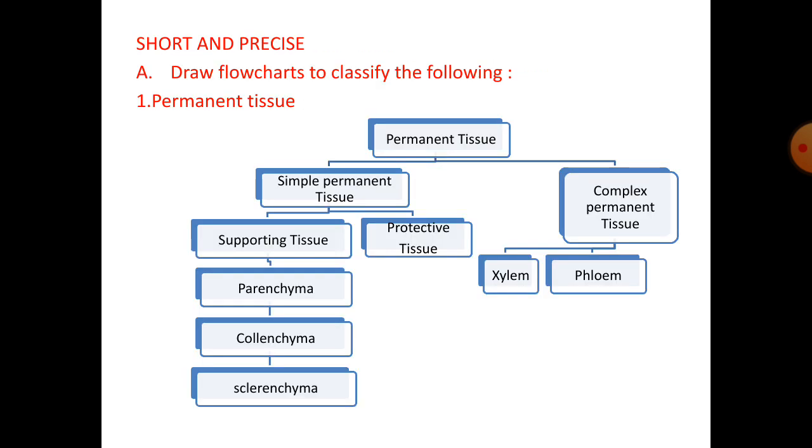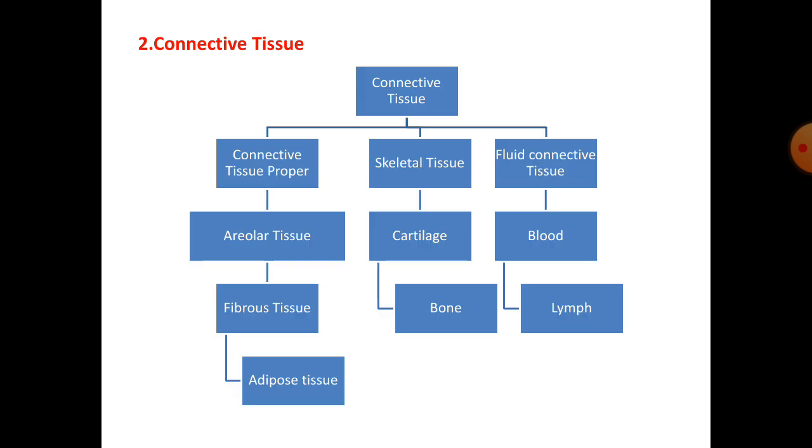Next, draw the flow chart to classify the following this permanent tissue. This is the question of short and precise. So, permanent tissue is divided into simple permanent tissue and complex permanent tissue. Simple permanent tissue is divided into supporting tissue and protective tissue. Supporting tissue is further divided into parenchyma, collenchyma and sclerenchyma. Complex permanent tissue is divided into xylem and phloem. So the same question is given in your review your learning. Question number 3. The answer will be same.